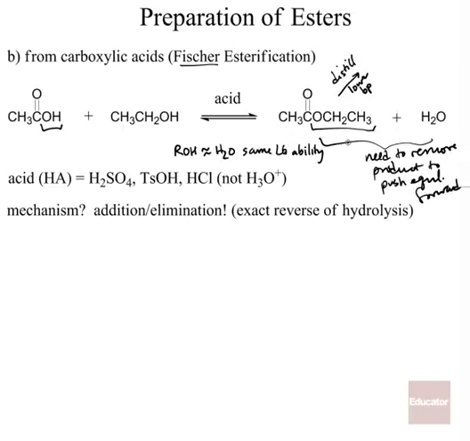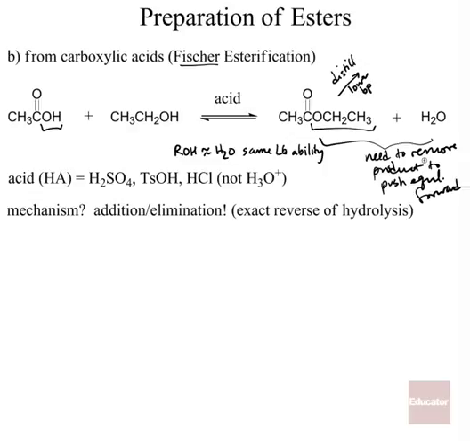Or maybe you could have a huge excess of the alcohol, and that would also push it forward. It needs to have some kind of acid catalyst. Sometimes we just write HA, but it could be something like sulfuric acid, tosic acid, HCl. Any sort of acid in there is good. We wouldn't want to use H3O plus as our acid, though, because water is one of the products we're trying to get rid of. So you wouldn't want to be adding water into your reaction mixture.